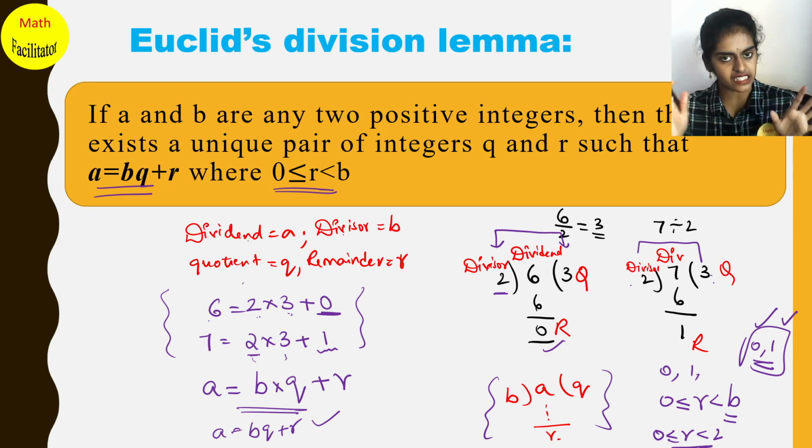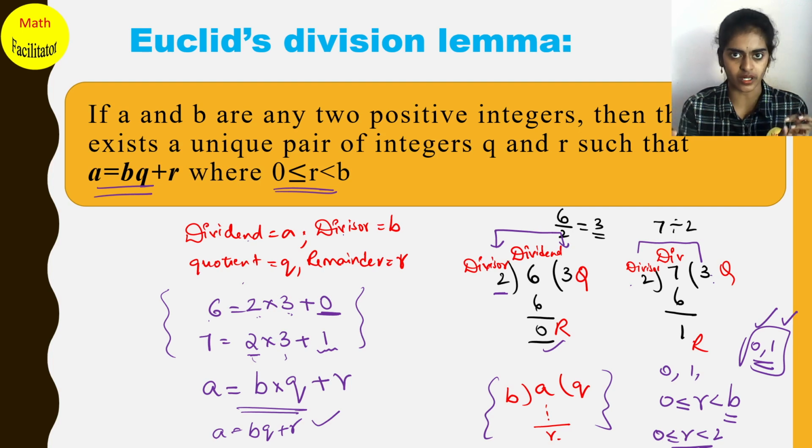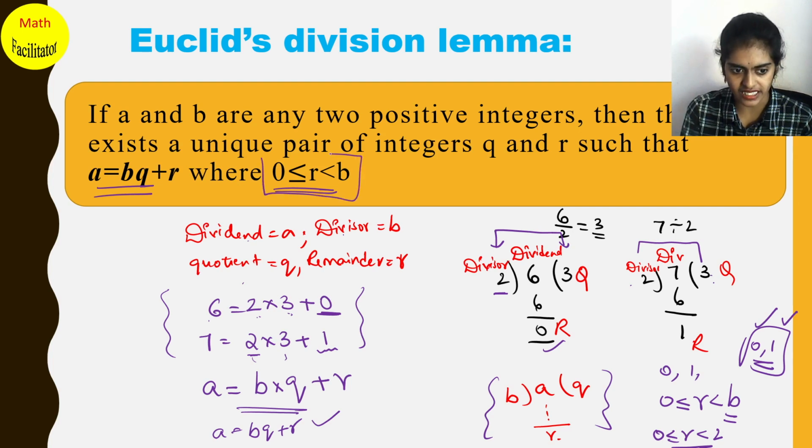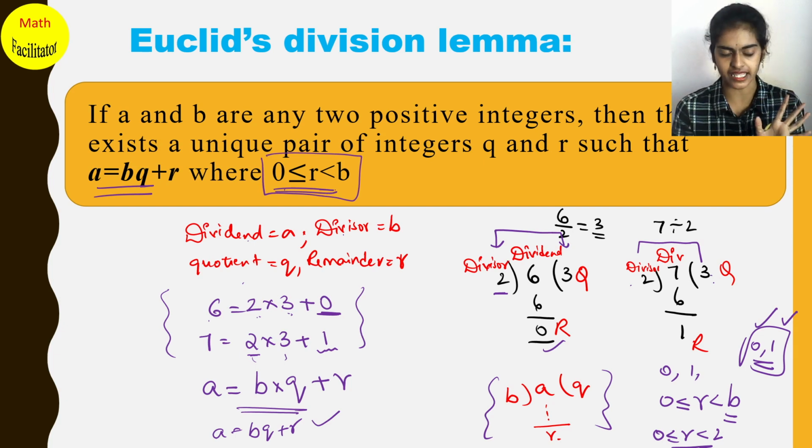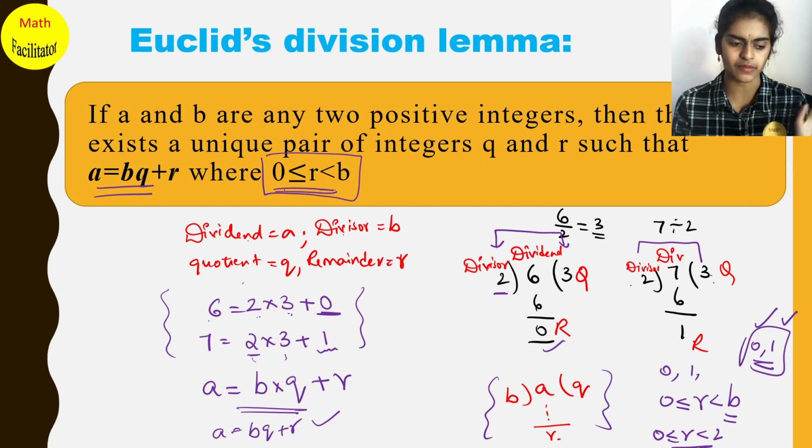So my remainder in each case, if I am dividing a number by 2, can be either 0 or 1. That means my remainder always satisfies this condition: it is between 0 and the divisor. Clear with this? You can take any number of examples and check this.